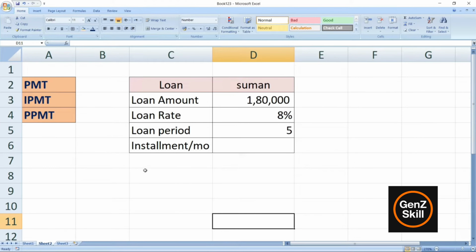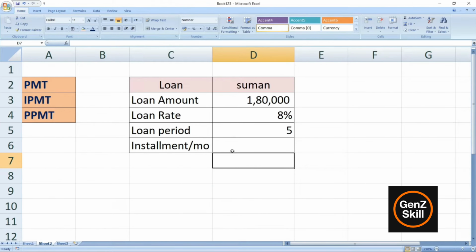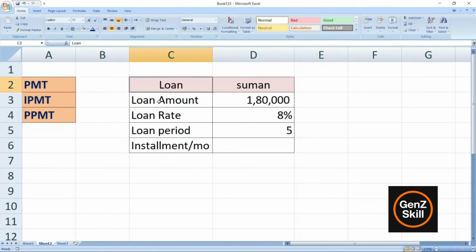Hi everyone. We can learn PMT, IPMT and PPMT. It is actually per month calculation of the EMI, interest per month and principal per month based on loan amount, rate of loan interest and loan period. So we can find here PMT first, then IPMT and PPMT. Let's do it.